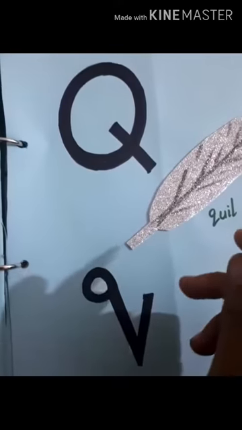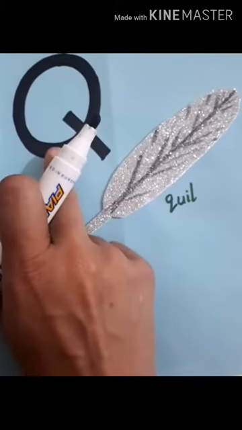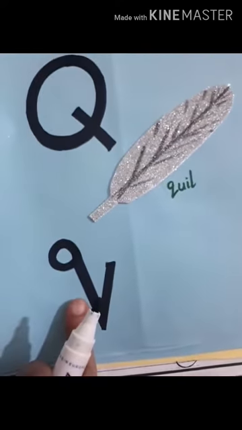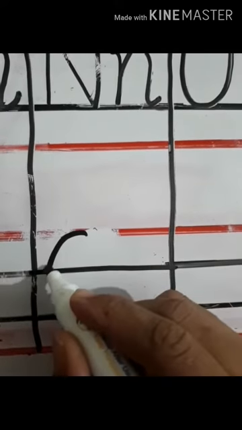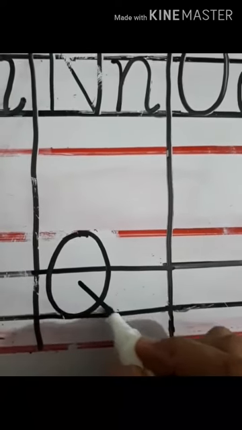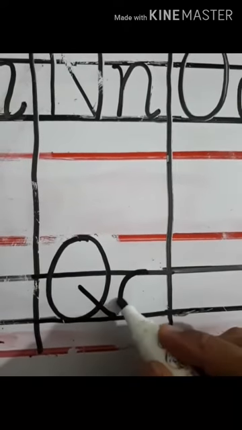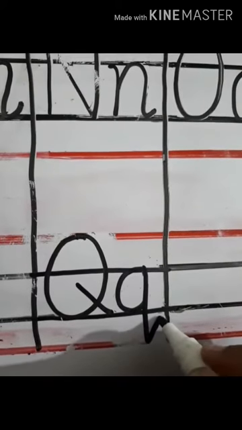Small p, pencil. Next alphabet is letter Q. Capital Q, small q, quill. Now write it on your notebook. Capital Q, small q, quill.